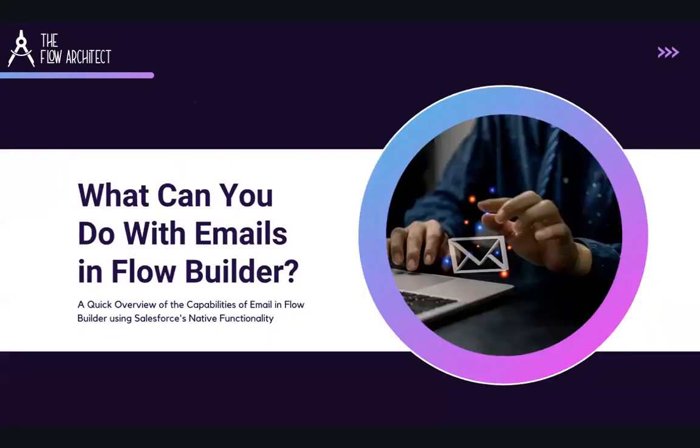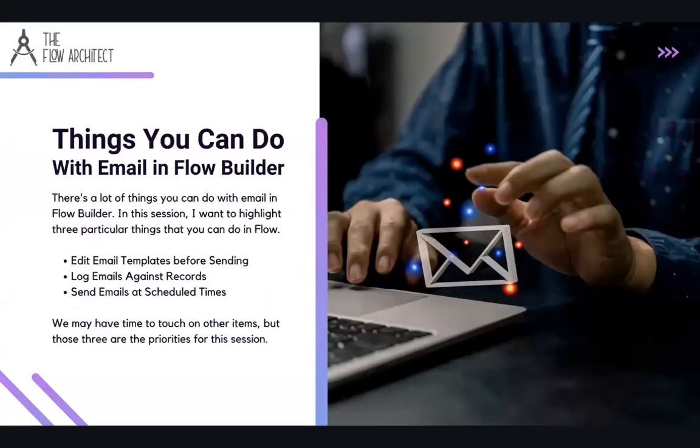And with that in mind, let's talk about what we can do with emails in Flow Builder. This is my very simple list of what we're going to look at tonight. We're going to actually load an email template and edit it before sending. I'm going to show you how to log emails against records. And we're going to show you a way of how you can send emails at scheduled times.